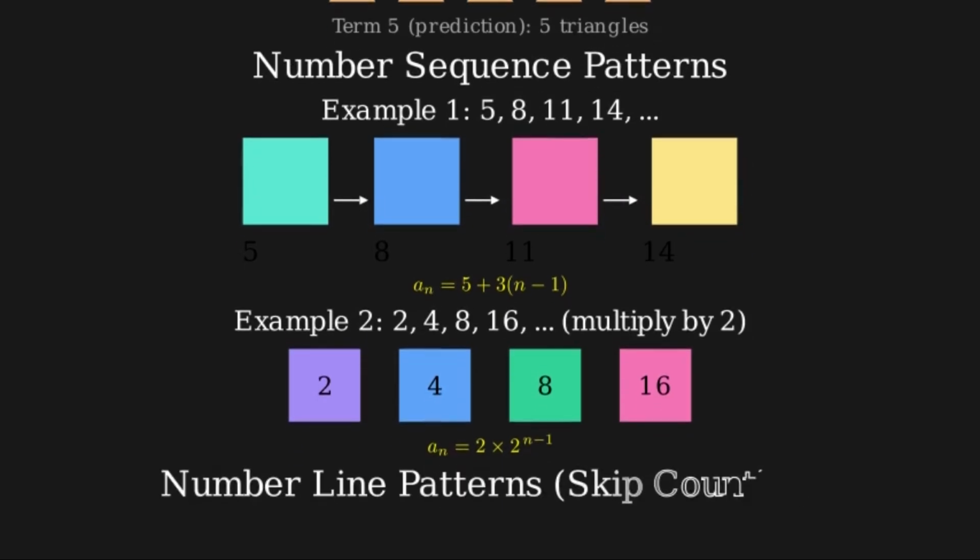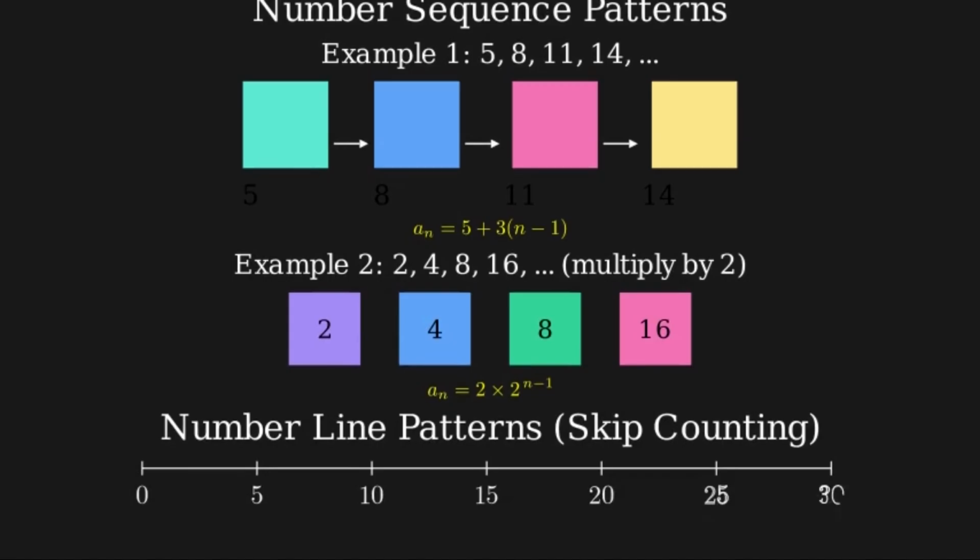Now, let's see patterns on the number line. Skip counting creates a visual pattern of equal jumps. We'll illustrate skip counting by 3s and by 5s. Let's skip count by 3s. 0, 3, 6, 9, 12, and so on. We'll show jumps of 3 along the number line.